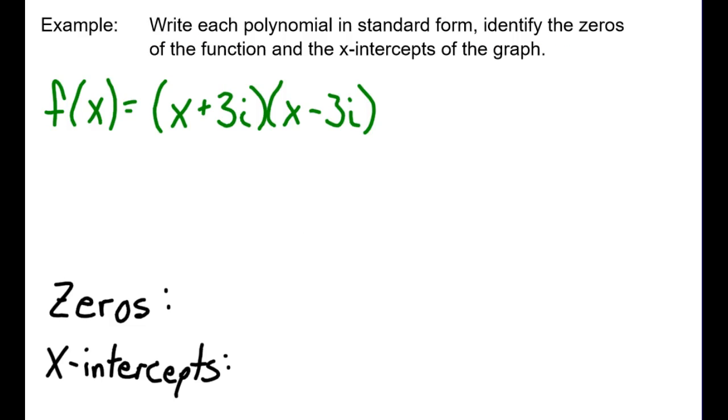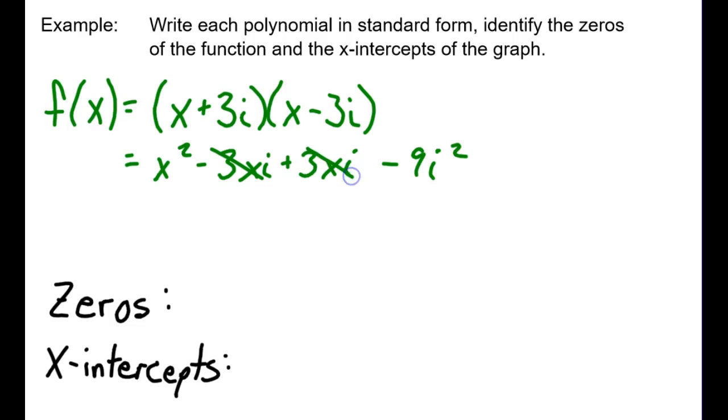All right, in our first example, we want to write each polynomial in standard form, identify the zeros of the function, and the x-intercepts of the graph. So we have f of x equals x plus 3i times x minus 3i. If we FOIL that out, we get x squared minus 3xi plus 3xi, and then minus 9i squared. These middle terms, negative and positive, cancel each other out. So we can rewrite this as x squared. And then you need to recall that i is equal to the square root of negative 1.